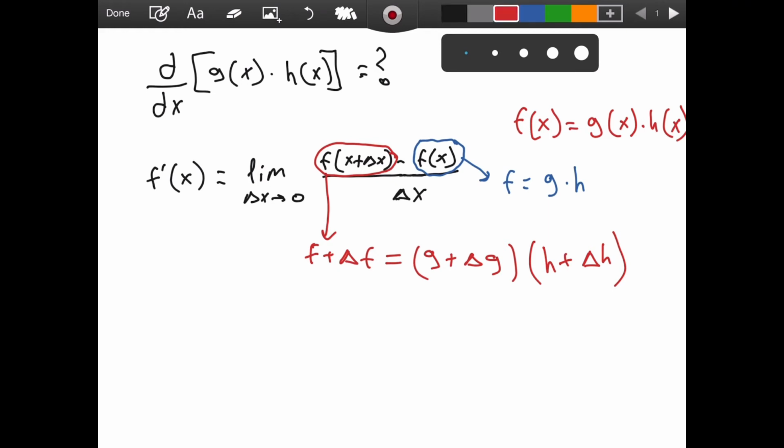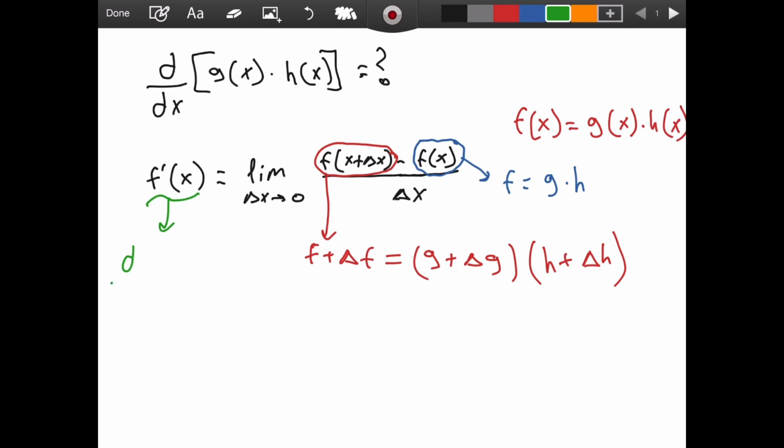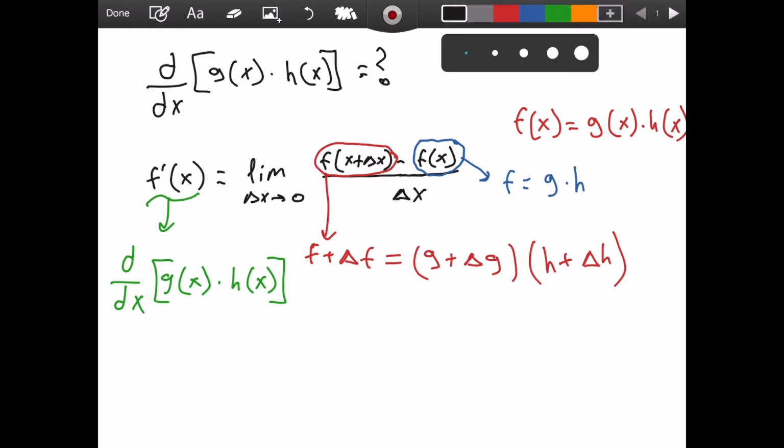So we got that, and now we are ready to take the derivative. Instead of f prime of delta x, we will have what we are interested in. And maybe I should write g of x and h of x here. So this is equal to the thing that we are actually trying to evaluate, the derivative of the product. So let's get started. And I want to do it on a new page.